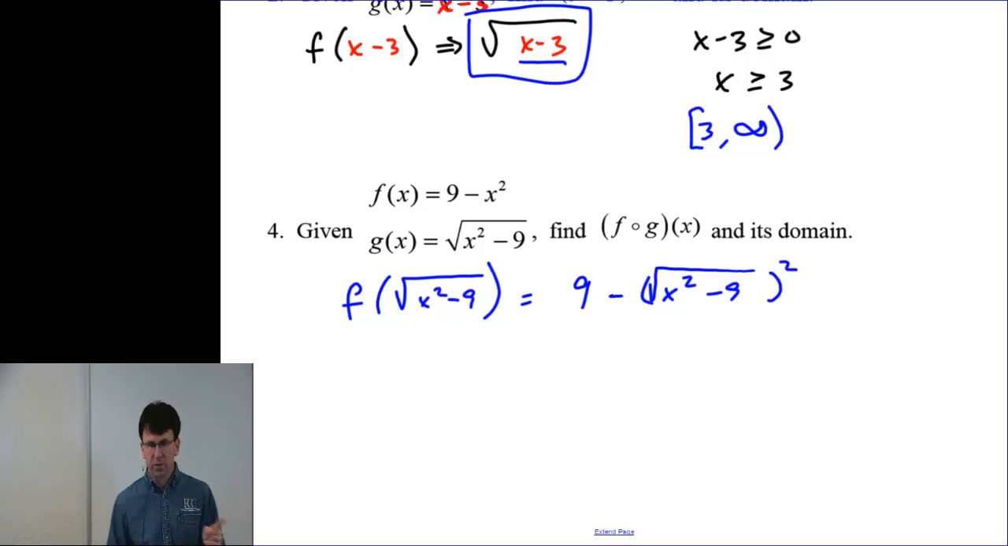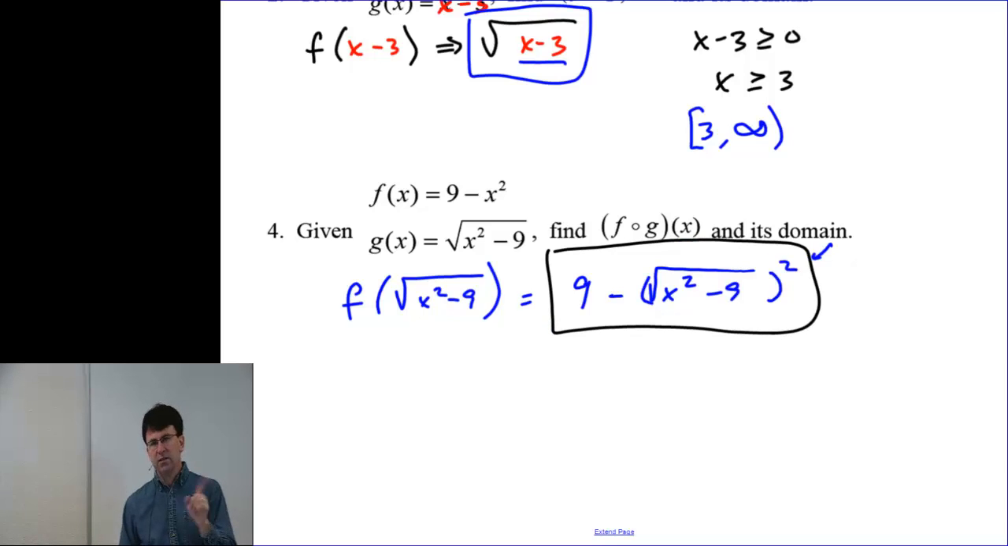Right here, though, is where we need to identify my domain restrictions, because if I actually simplify this right now, I'm going to get the radical to go away and it's going to look like everything works. But at this moment, right here on the initial plug-in, this is where I need to identify what my domains are that work. There's going to be no restrictions on the f function, so to speak, but the g function still has these restrictions that I'm going to be focusing on.